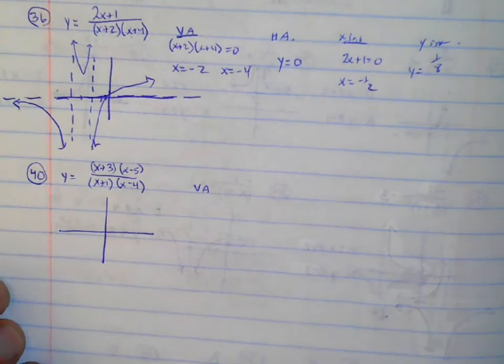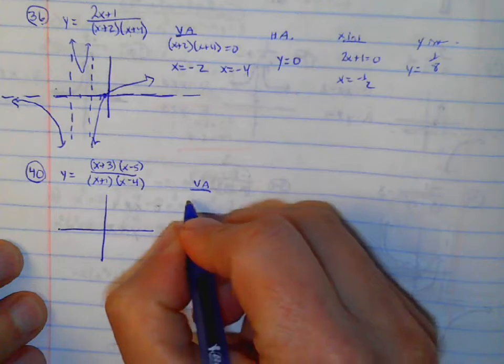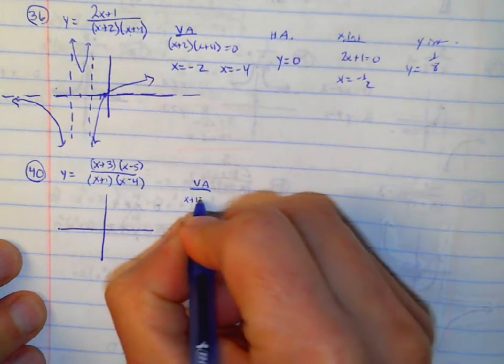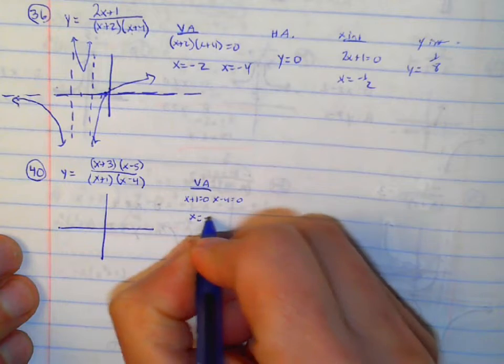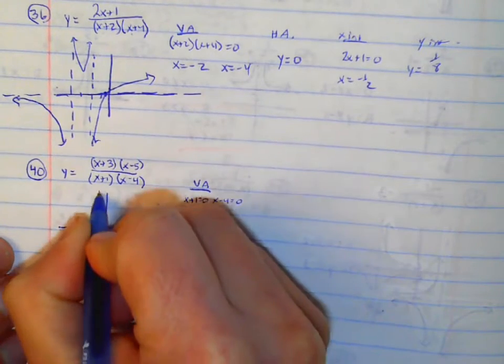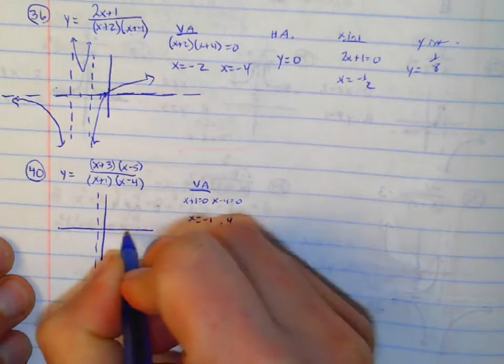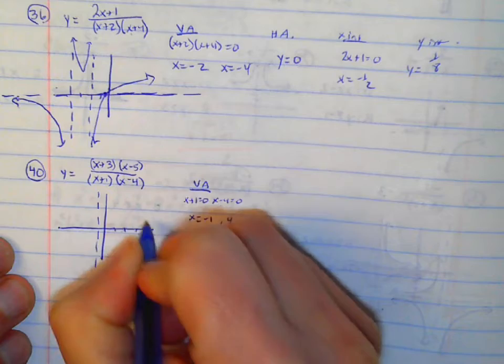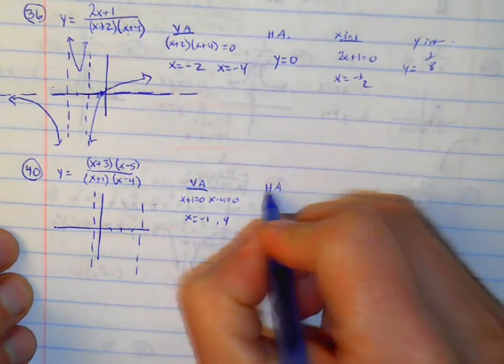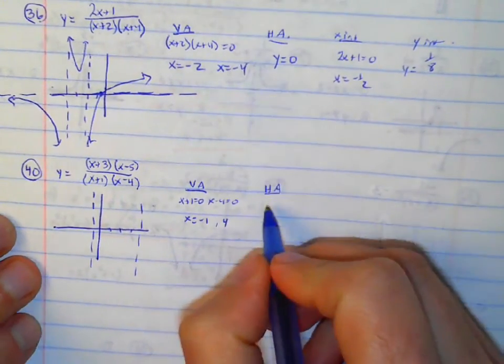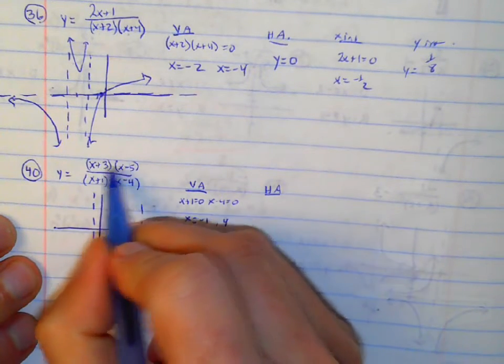Number 40, our vertical asymptote, set the bottom equal to 0. So x plus 1 equal to 0 and x minus 4 equal to 0. It's nice it's already factored. I get negative 1 and 4. So there are vertical asymptotes at negative 1 and at 4.